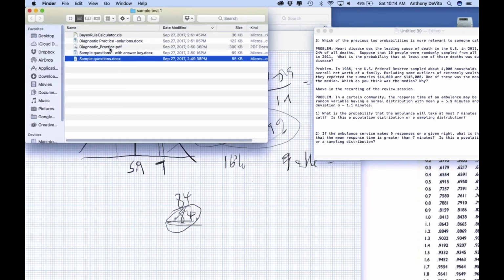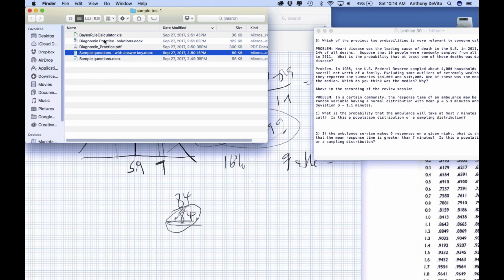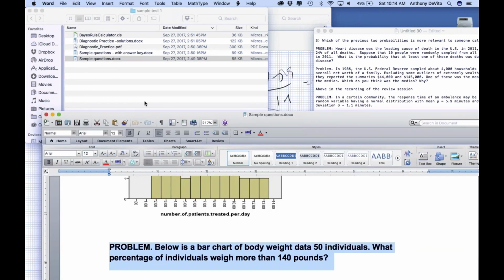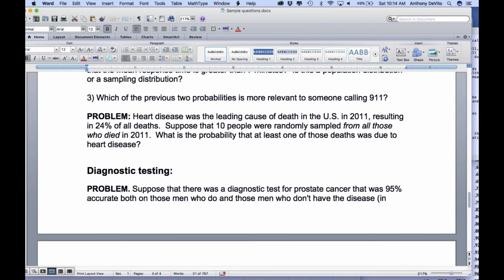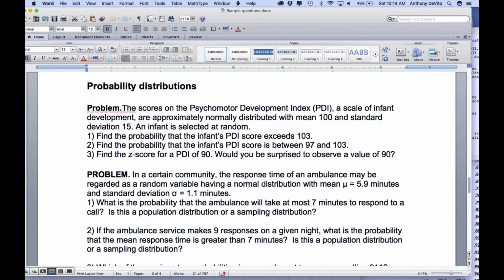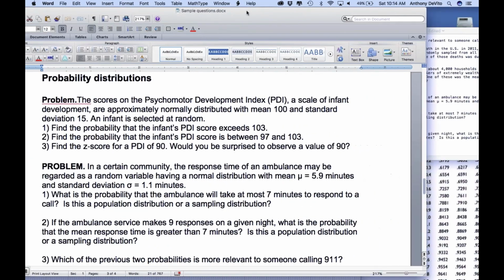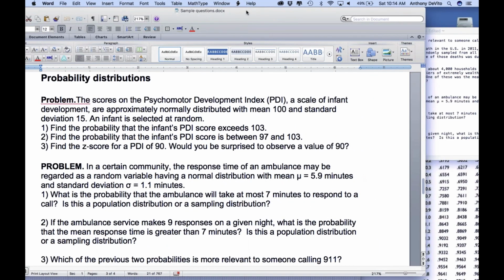Okay. Sample questions. Here we go. Okay, let's try this one. Scores on a psychomotor development index, or scale of infant development, are approximately normally distributed with a mean of 100 and a standard deviation of 15. An infant is selected at random. Find the probability that the infant's PDI score exceeds 103. Okay, well, let's take a look at that.